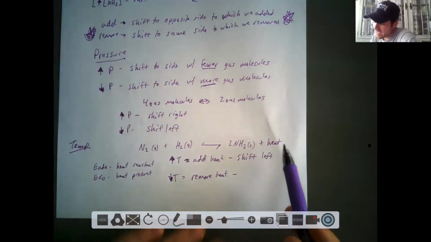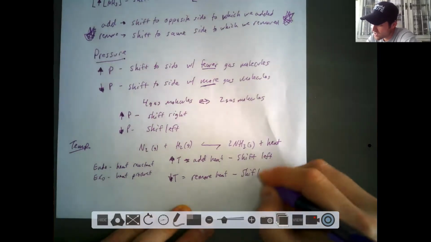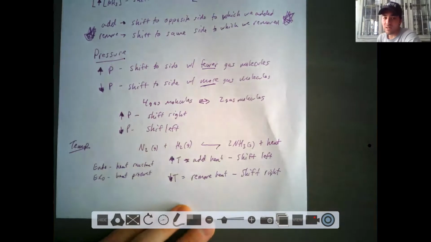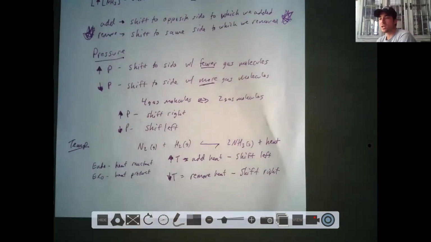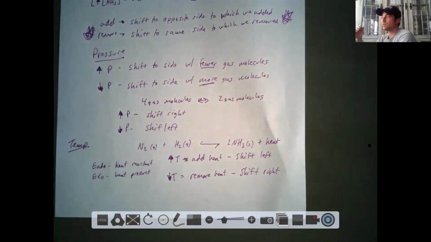If I remove heat, I remove from the right, I'm going to shift to the right. So the big thing with temperature is you've got to find out endothermic or exothermic. From there, that will tell you which side of the arrow you put heat on, whether it's a reactant or a product. And then after that, you just go back to how we started, concentration. Are we adding or are we removing? And with AP, if you get a reaction at equilibrium, you're going to have to know if we add this, if we take this away, if I change the pressure, if I change the temperature, is it going to shift left? Is it going to shift right?